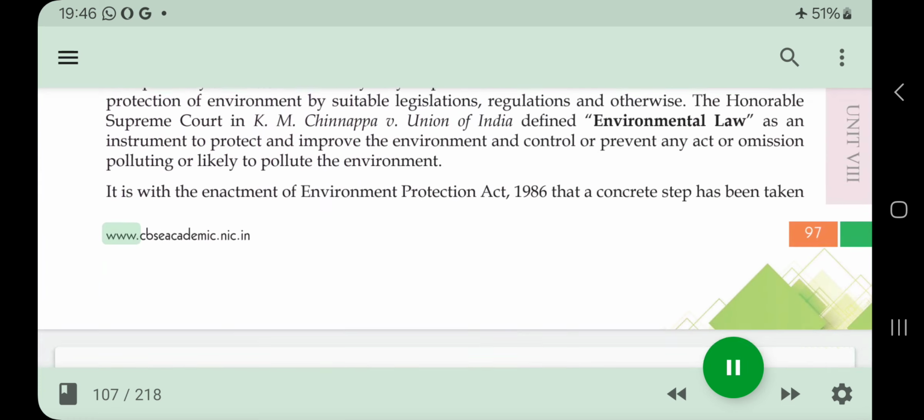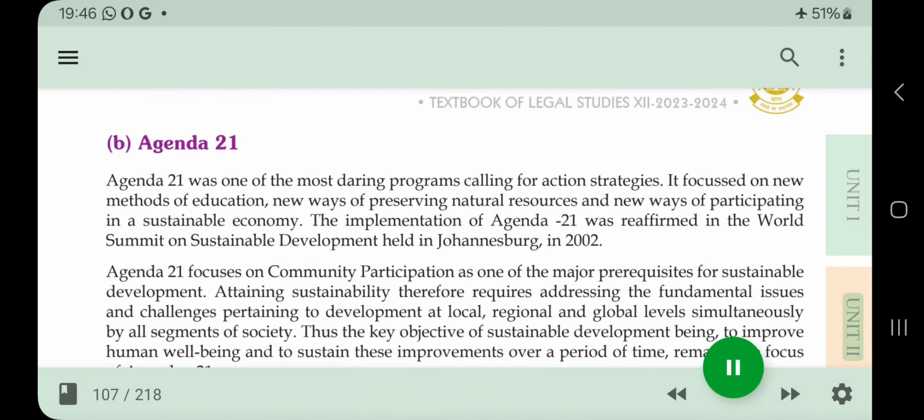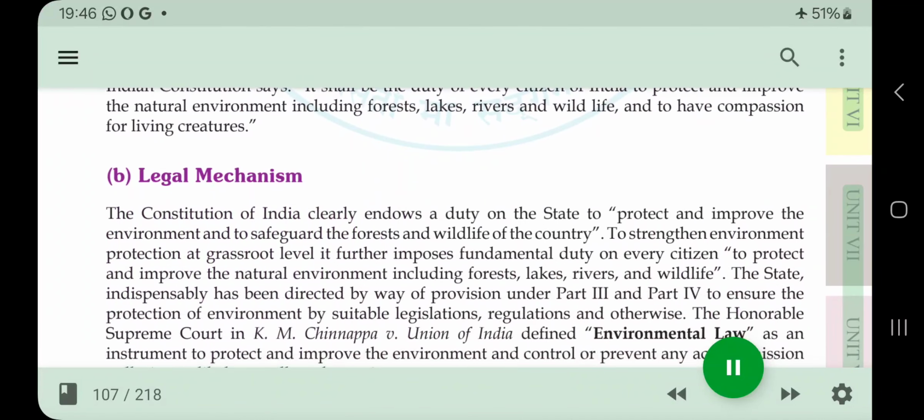Textbook of Legal Studies. 12-2023-2024. www.CBCAcademic.NIC.in 97. Unit I, Unit 2, Unit 3, Unit IV, Unit V, Unit 7, Unit 8.